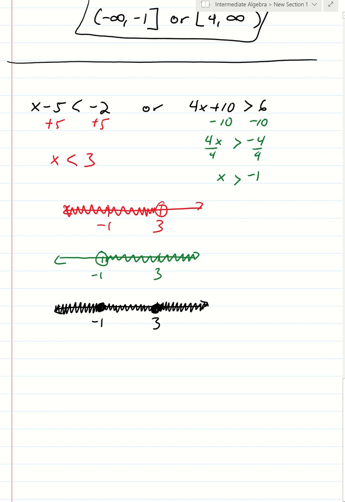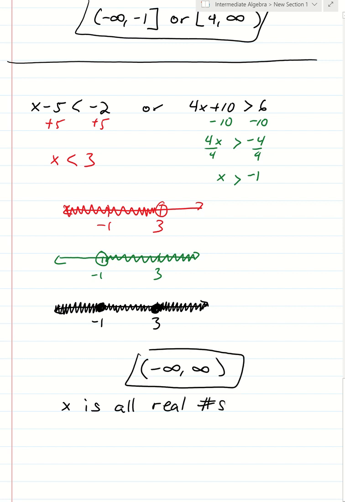Now take a close look here. This particular black number line, we colored in everything. So what does that mean in terms of the interval notation that would represent the solution? Well, basically, we are going from negative infinity to infinity. Why is that? Because x, once again, is all real numbers. No matter what value I pick for x, it will make one or the other inequality true, okay? Because that's what we're looking for when you solve an OR compound inequality.